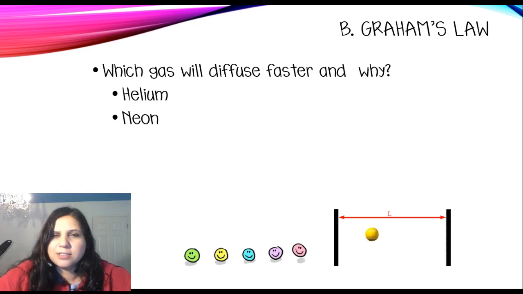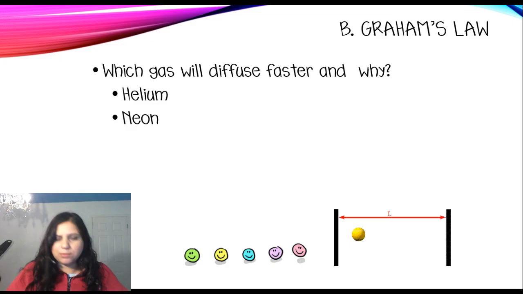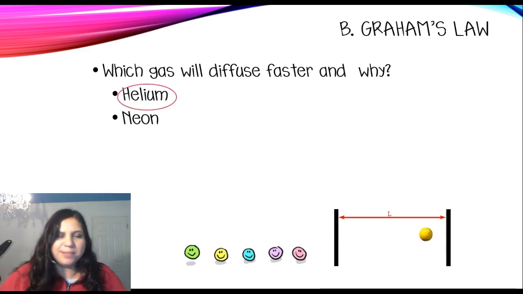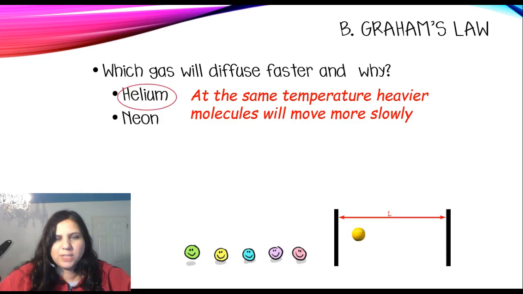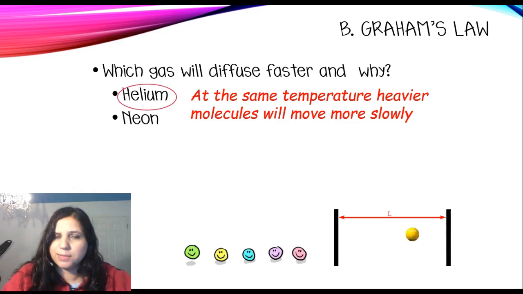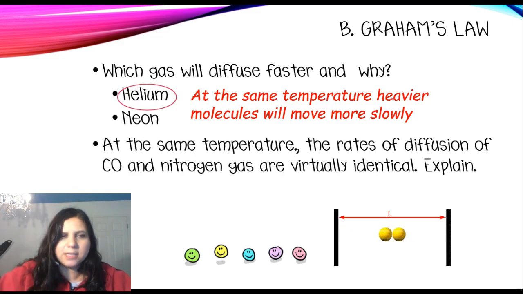Which gas is going to diffuse faster and why? Well, between the two, you guess first. Okay. Hopefully you said helium. Helium is going to diffuse faster because it's lighter. Okay, and I wrote that a little bit differently. I wrote same temperature, to assume that the temperature is the same. The heavier molecules are going to move slower. So helium being lighter will move faster.